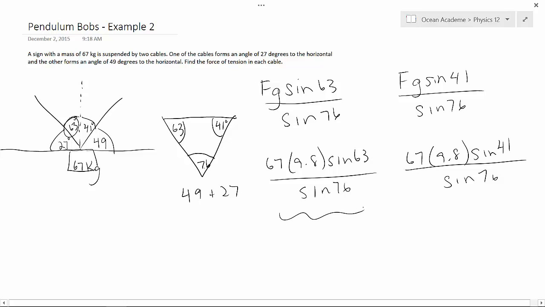Okay, so for the first cable, we plug our numbers into the calculator, and we find 602 newtons is the force of tension in that cable. In the second cable, plug it into our calculator, we find that the force of tension in that cable is 444 newtons.